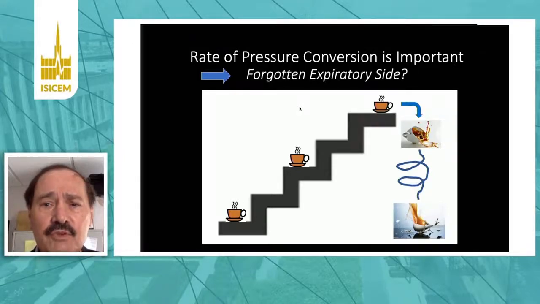For example, if you took a cup of coffee and stepwise moved it downstairs, nothing would happen. You just move the cup of coffee. However, if you dropped the coffee cup from the uppermost landing to the lower landing, you might fracture it. The rate of pressure conversion is important. The same driving pressure, the difference between the plateau pressure and the PEEP, results in a very different outcome.